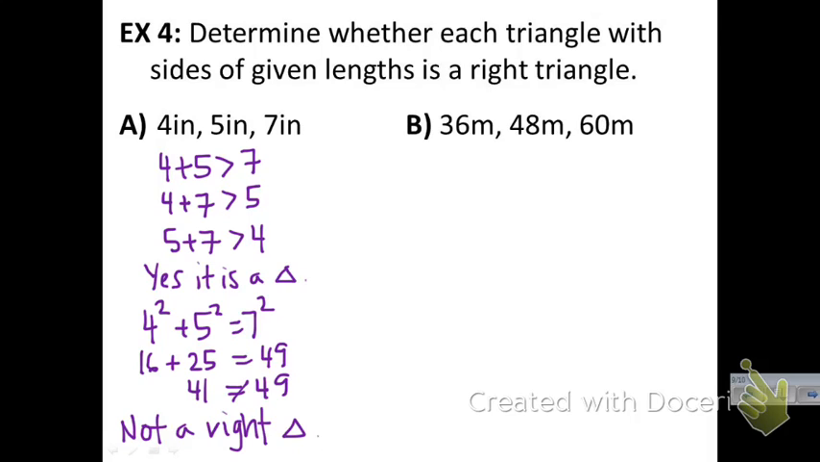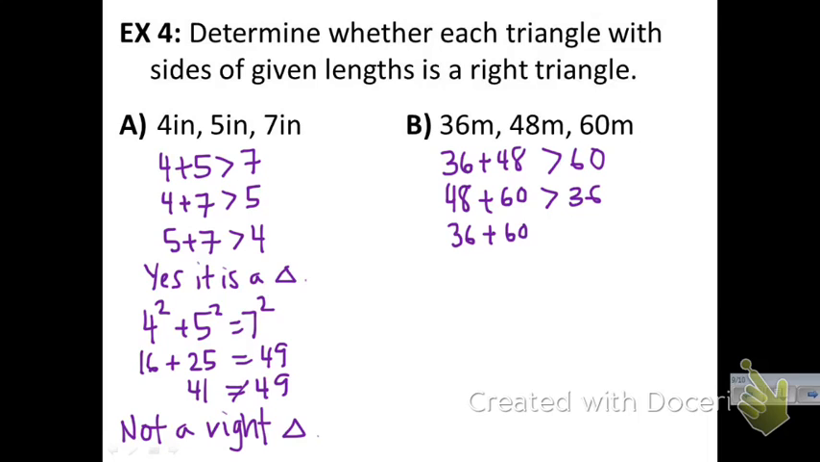Okay, so on our second one, we're going to say, again, see if it's a triangle. To see if it's a triangle, we take 2 lengths and add them together and see if they are greater than the third side. So this first one's true. I'm going to take 2 more, 48 plus 60, and see if it's greater than the 36. That's easy to see. And then I'm going to take the 36 and 60. That's obviously greater than 48. So we can see from that we have a triangle. So we're going to say yes, it is a triangle.